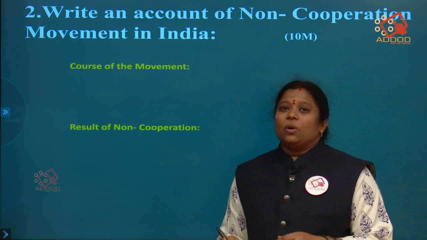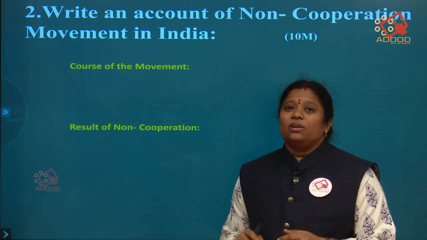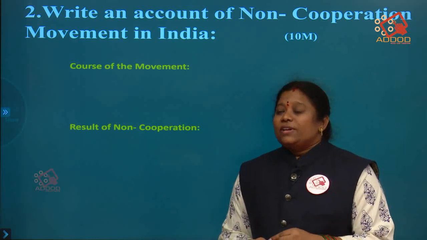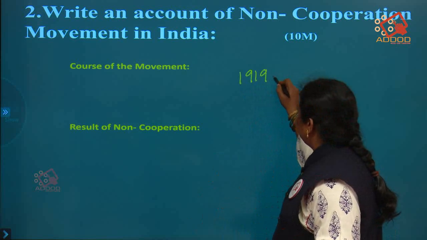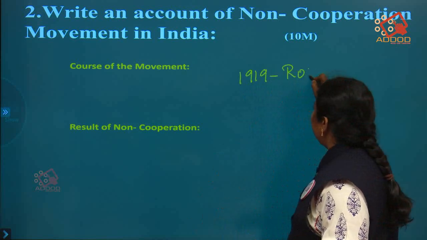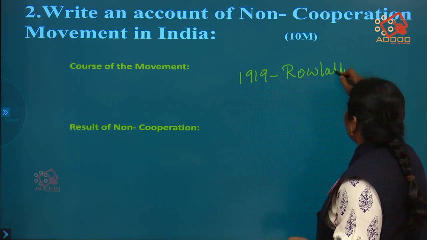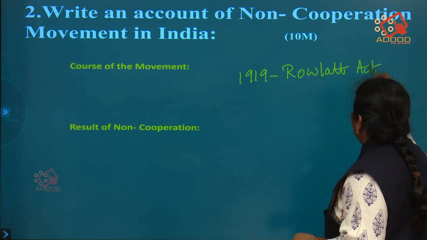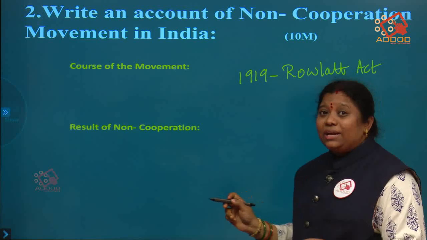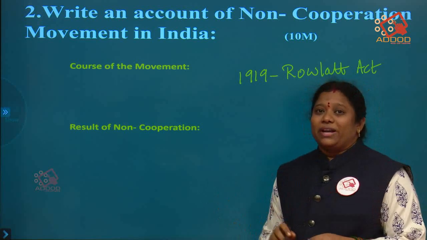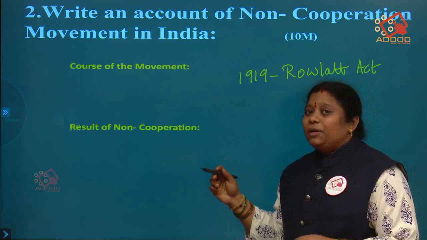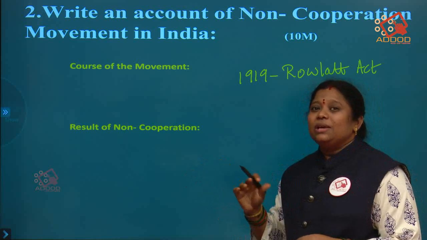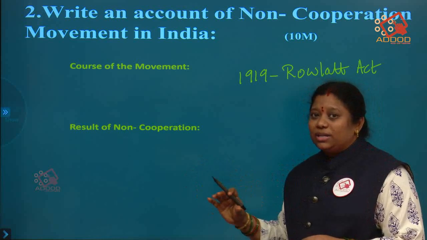So let us go to the causes. What are the reasons for the non-cooperation movement? First of all, in 1919, the British government introduced the Rowlatt Act. And this Rowlatt Act is against the fundamental rights of Indian citizens. So against this act, the people started making movements in a peaceful manner, and they did satyagrahas and all.